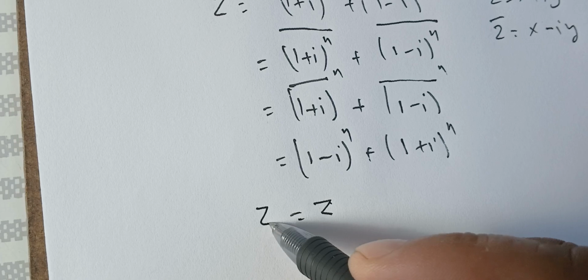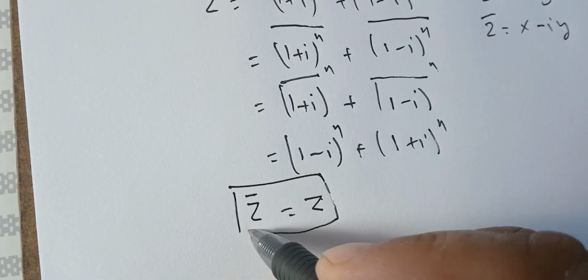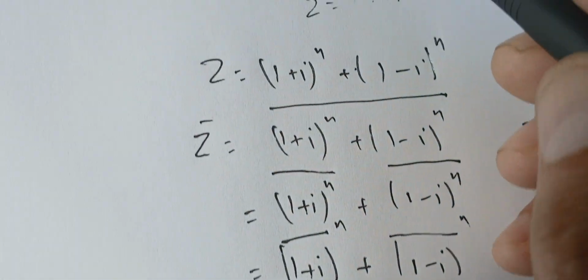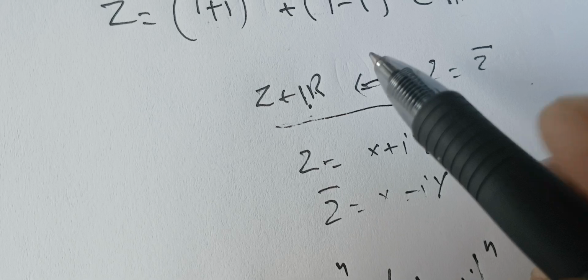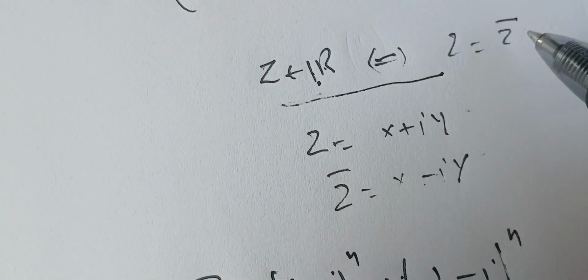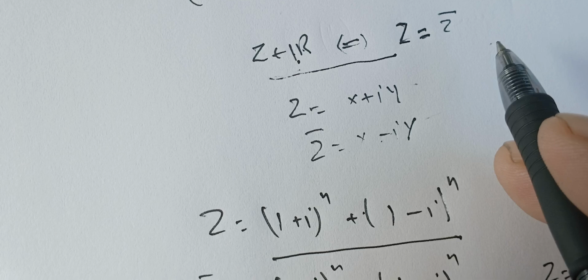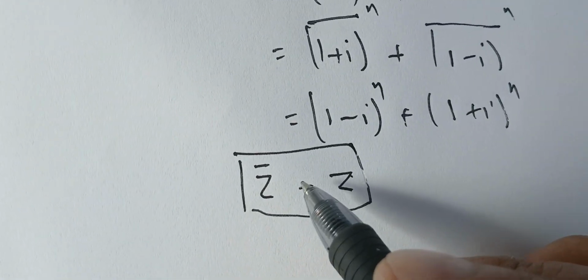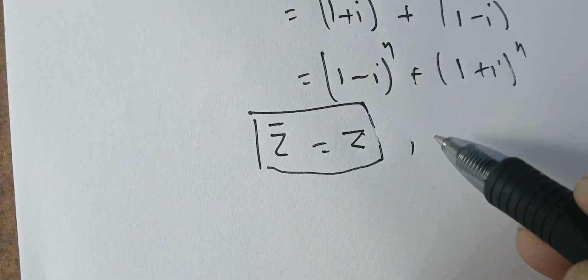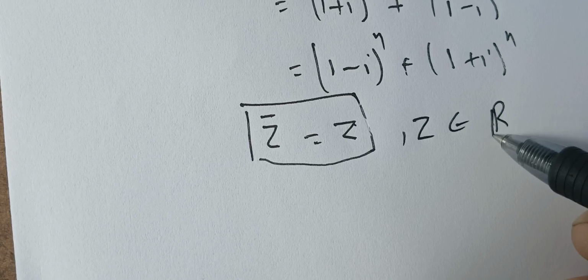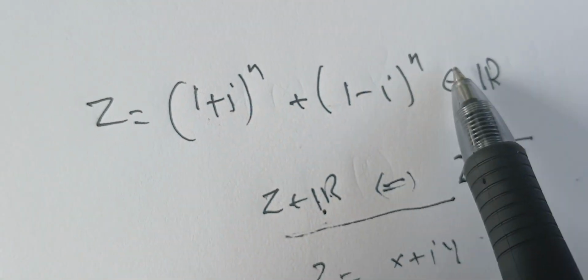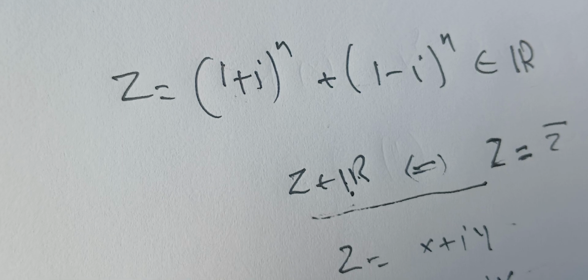That means z bar is z, and therefore, according to this result, z is real if and only if z is equal to z bar. So we get z bar is z, therefore z is real. That means we have proved that this complex number is a real number.